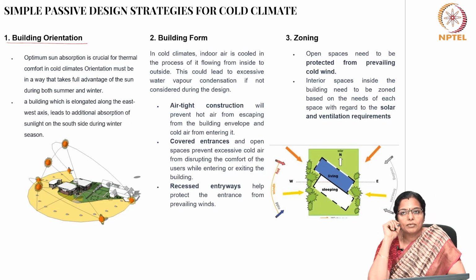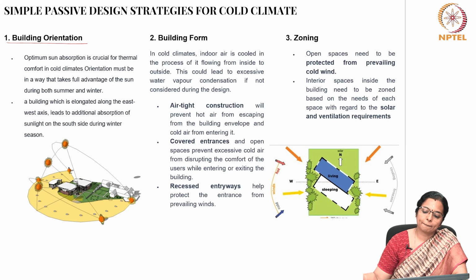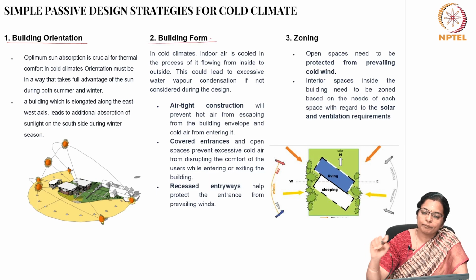Optimum sun absorption is crucial for thermal comfort in cold climates. Orientation must be in a way that takes full advantage of the sun during both summer and winter. A building which is elongated along the east-west axis leads to additional absorption of sunlight on the south side during the winter season. The second criteria is building form.